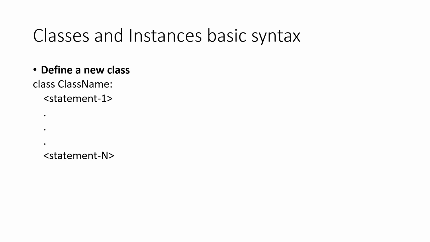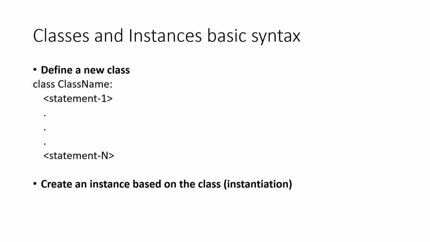Then we can actually create an object by creating an instance based on such class, which is also called instantiation. Now, this instance name is an actual object. It follows the statements within the class we've defined. There are a lot more to Python classes and instances. You can explore more as needed.